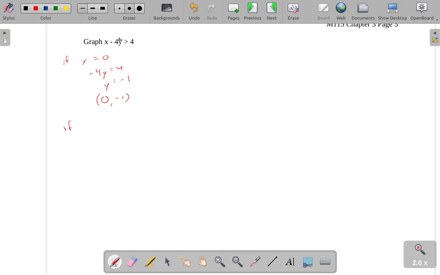Okay, and for the other point, I'll go ahead and say what happens if y was equal to 0. That means this part goes away, and I get x equals 4. Alright, so that would be the point 4, 0. So those are my 2 points that I'm going to use to graph my boundary line. 1, 2, 3, 4, 4, 0, and 0, negative 1, which is about there.